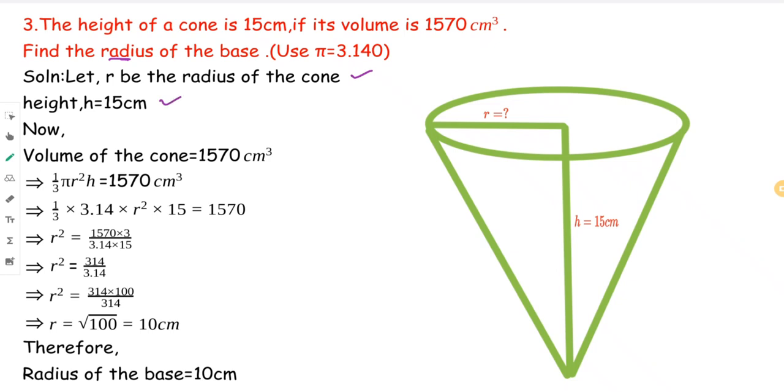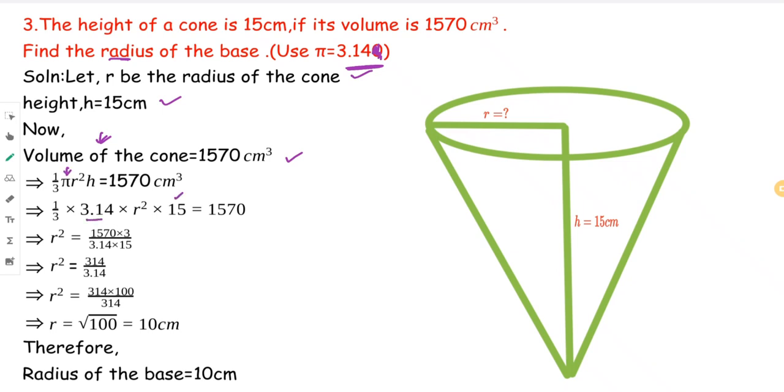Height is already given, and from the question, the volume of the cone is already given, right? 1570. And what is the formula for the volume of the cone? 1 by 3 pi r square h. Clear? So here we should use pi as 22 by 7, right? But the question told us to use pi equal to 3.14. So you can see, in place of pi, I'm writing down 3.14, right?